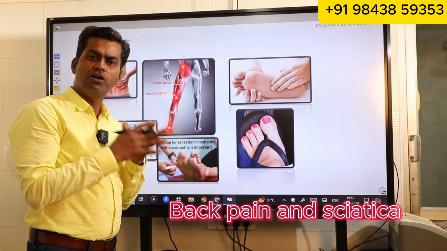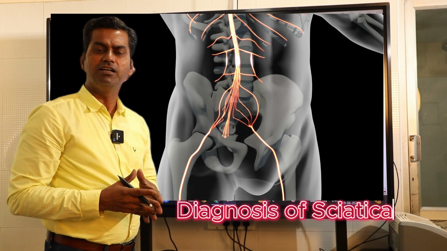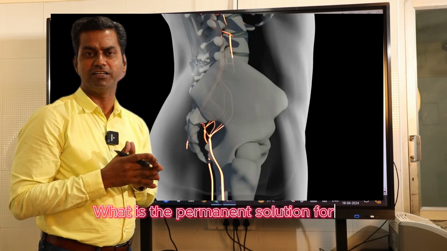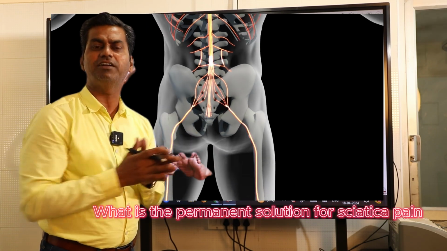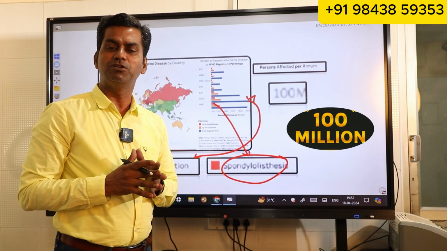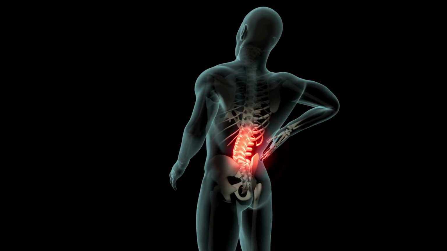So what is the reason for sciatica, how will it present, how will we diagnose sciatica, what is the treatment remedy for that, what is the permanent solution for that, and what are the preventive measures to avoid back pain and sciatica? Globally, more than 100 million people are affected by back pain, disc prolapse, leg pain and sciatica problems.